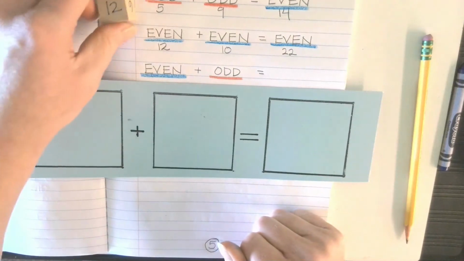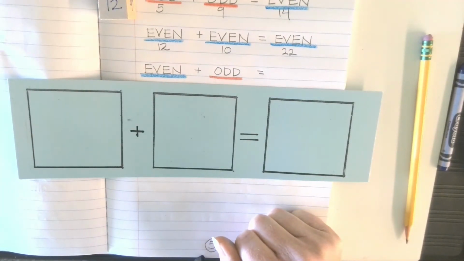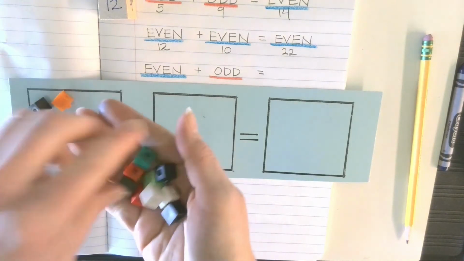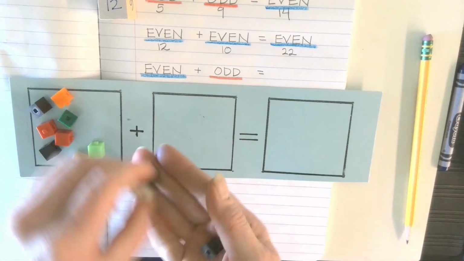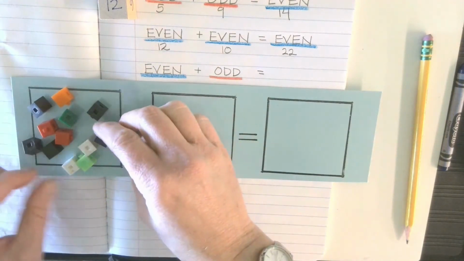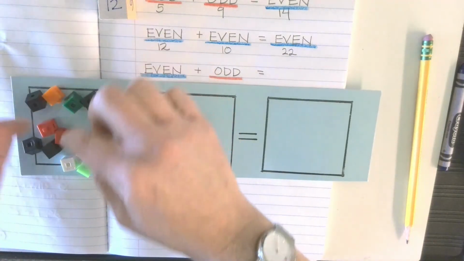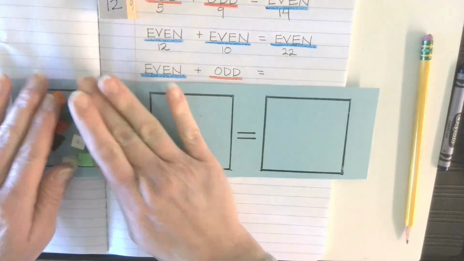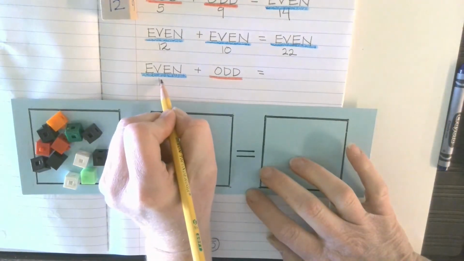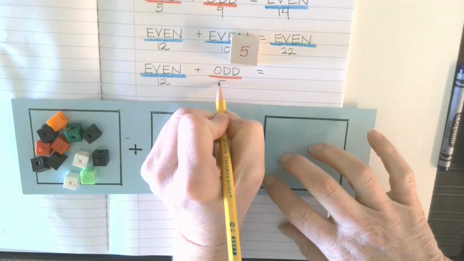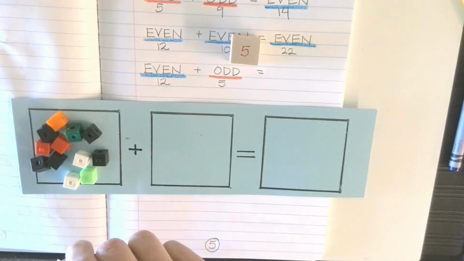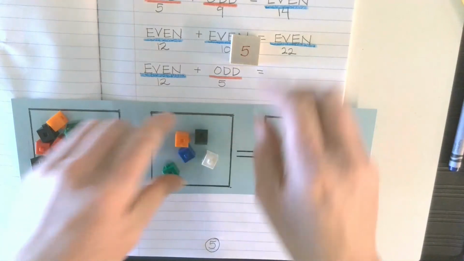So I'm going to roll my even dice, which is the blue one, and I got 12 again. Good grief. There's 2, 4, 6, 8, 10, 12. Let me make sure I counted right. Yep, there's 12. So I'm going to write that down. Now I'm going to roll my odd dice. 5. So I'm going to put 5 in.